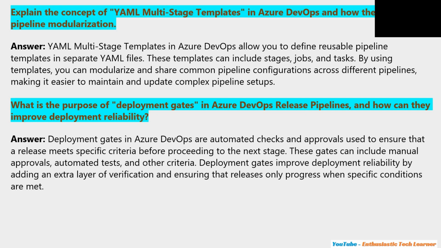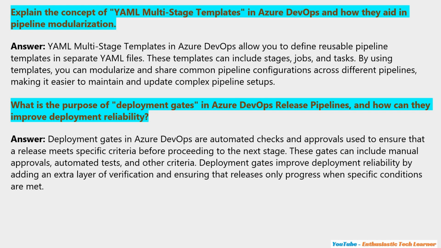Explain the concept of YAML multi-stage templates in Azure DevOps and how they aid in pipeline modularization. Answer: YAML multi-stage templates in Azure DevOps allow you to define reusable pipeline templates in separate YAML files. These templates can include stages, jobs, and tasks. By using templates, you can modularize and share common pipeline configurations across different pipelines, making it easier to maintain and update complex pipeline setups.